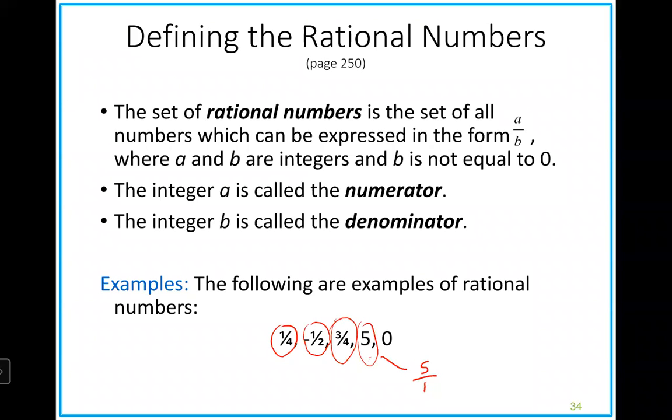Okay, so any number that you could express as A over B that gives the same value as the number is a rational number. So 5 is a rational because you could express it as 5 over 1. 0 is a rational because you could put it as 0 over 1. Okay, so anything that could be written in that fraction form is a rational number.